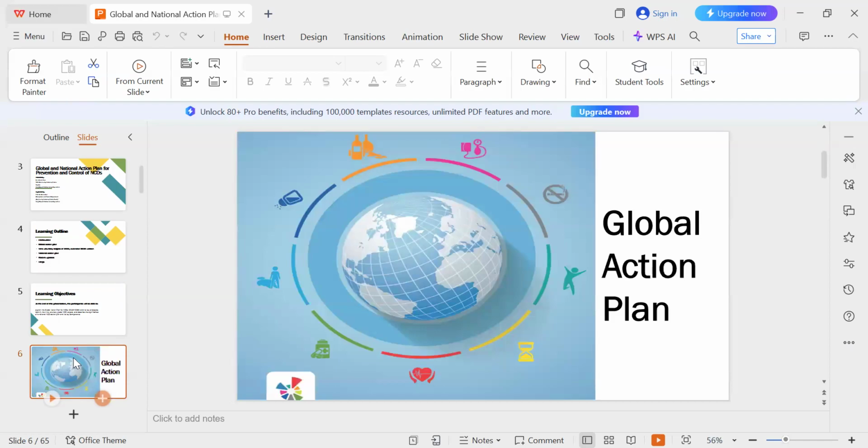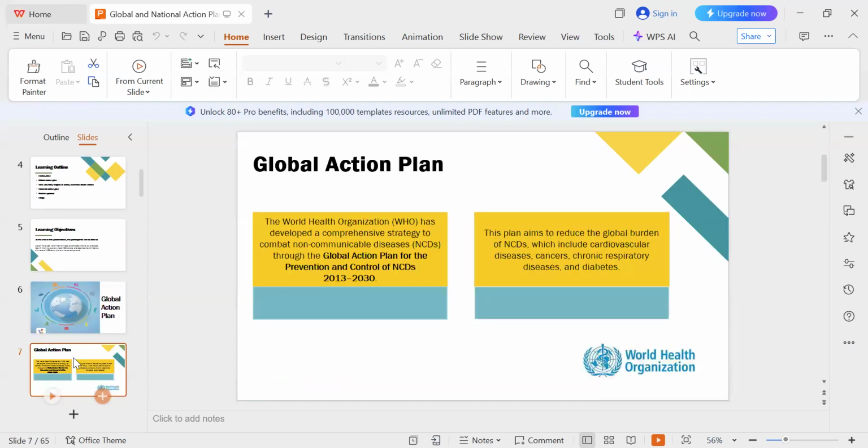Global Action Plan. The World Health Organization has developed a comprehensive strategy to combat non-communicable diseases through the Global Action Plan for the Prevention and Control of NCDs 2013 to 2030. This plan aims to reduce the global burden of NCDs, which include cardiovascular diseases, cancer, chronic respiratory diseases, and diabetes.